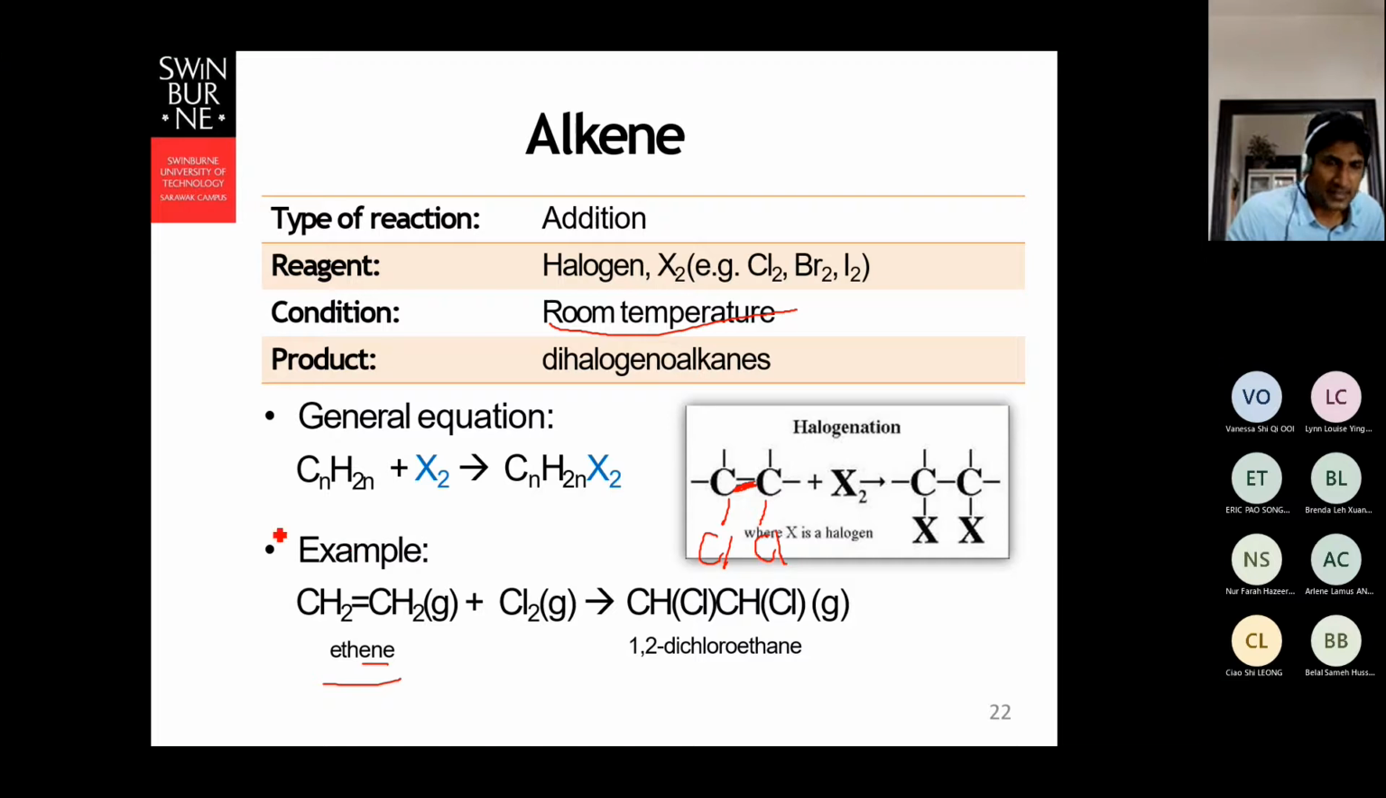So chlorine is reacting with ethene to produce 1,2-dichloroethane. Right? 1,2-dichloroethane, because there is one chlorine here and another chlorine there. You can count this one as 1 and this one as 2, or the other way, it is all the same. 1,2-dichloro means there are 2 chlorines on the ethane.